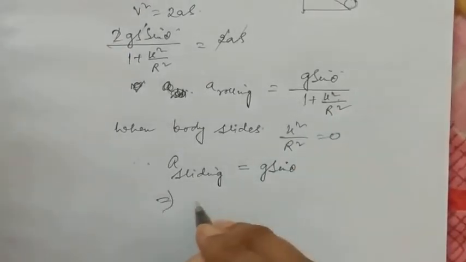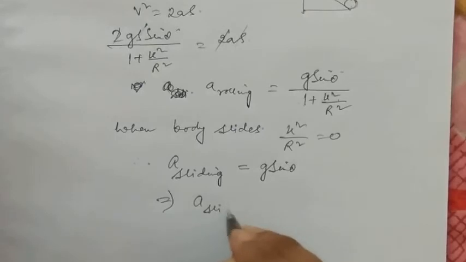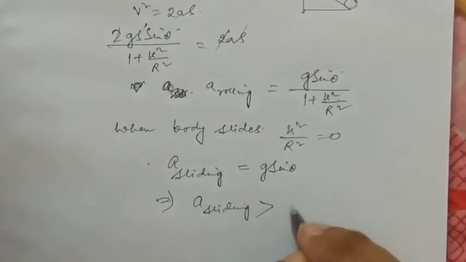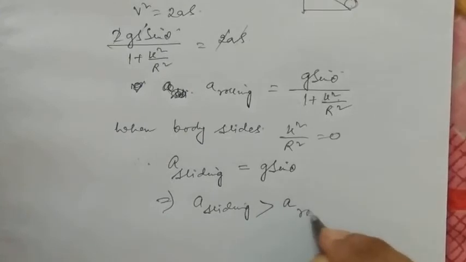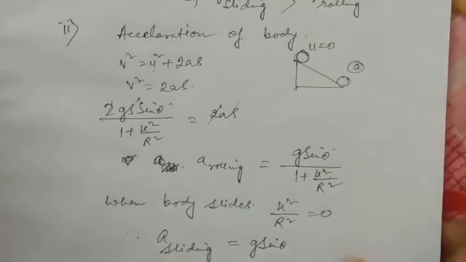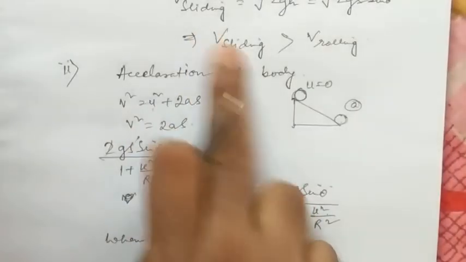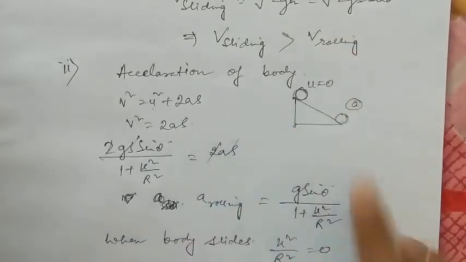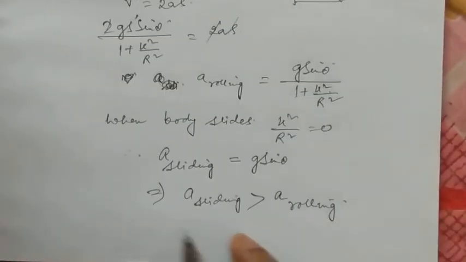From this again we can imply the fact that a of sliding must be greater than a of rolling, similar to the principle of velocity, in which I found out that the velocity of sliding is also greater than the velocity of rolling.